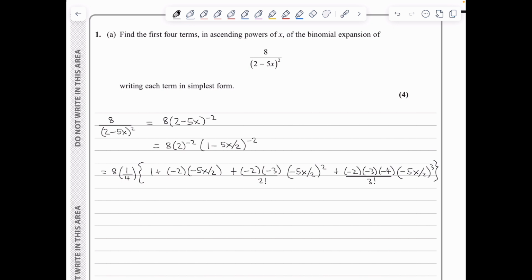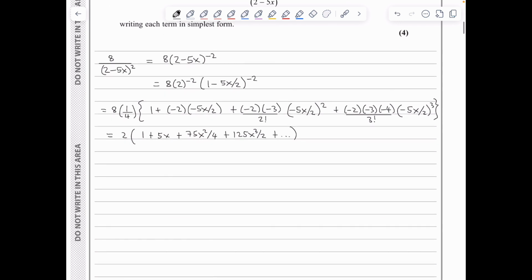So we've got 8 times a quarter, which is 2. And within the bracket, we're looking at 1 plus 5x plus 75x squared over 4 plus 125x cubed over 2 plus dot dot dot. I will further expand this to simplify the whole expression, which is 2 plus 10x plus 75x squared over 2 plus 125x cubed plus dot dot dot.